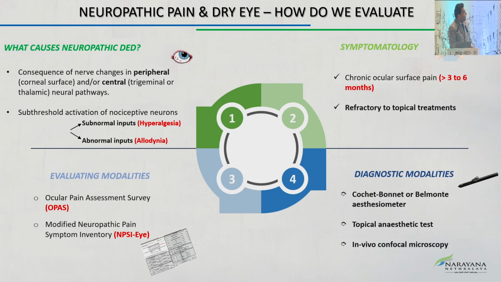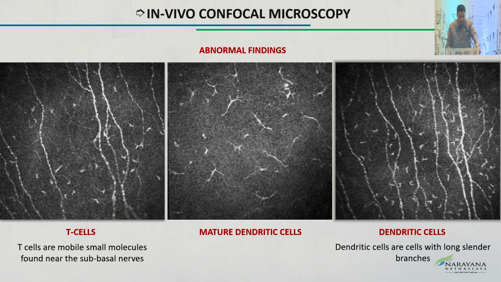So one is about having a lot of extra nociceptive effect. That means you are more sensitive, and these have two neurons. We can see subnormal and abnormal inputs, which can be allodynia. You do have a lot of questionnaires on this, and symptomatology, most of them suffer for more than 3 to 6 months, and there are different methods to evaluate, from aesthesiometry to topical anesthetic tests to see the difference between the central versus the local causes of ocular pain, and of course the role of confocal microscopy.